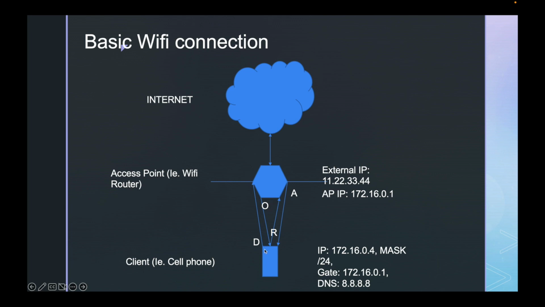And then after that, once the client gets this information, it still goes through this access point, but it just goes straight through to the internet. It knows how to talk, and the access point knows it's a client.